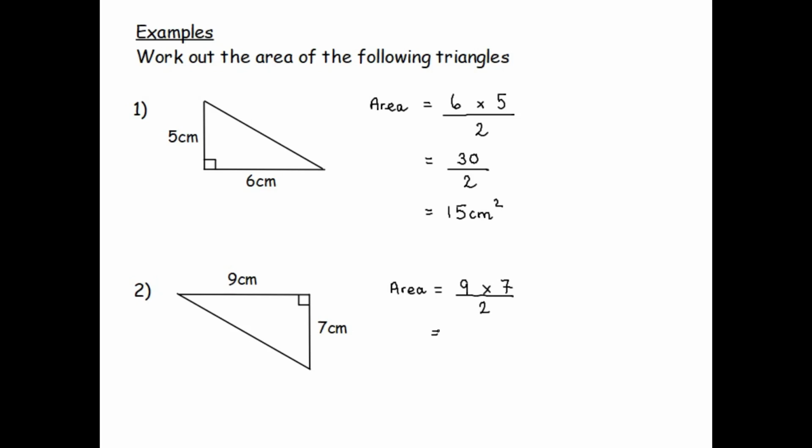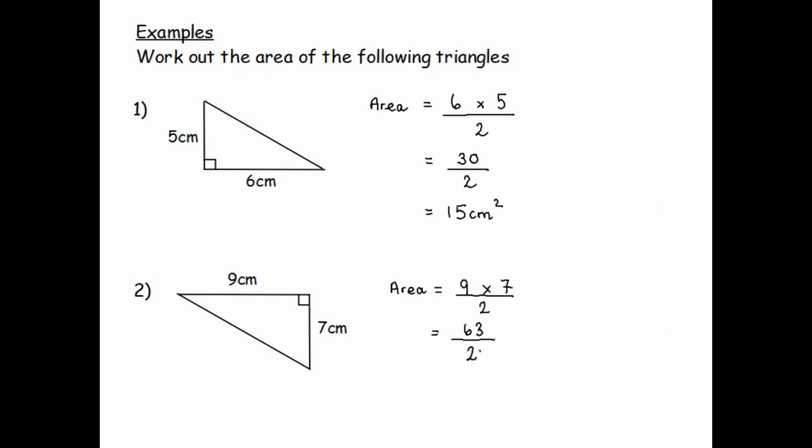9 sevens, 9 times 7 is 63. Remember, you can use your trick with your fingers, or a nice quick way of writing the 9 times table down, going 9, 8, 7, 6, 5, 4, 3, 2, 1, 0, and then going the other way. Okay, so 9 times 7 is 63, and we want to halve it.